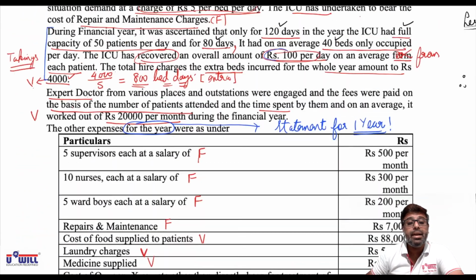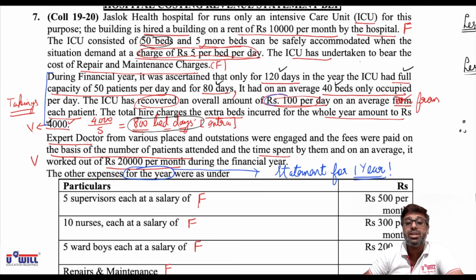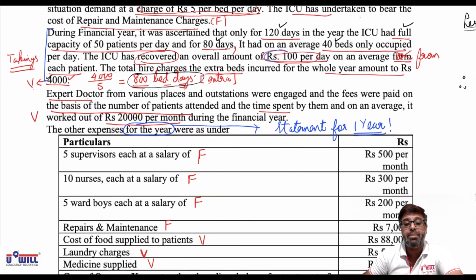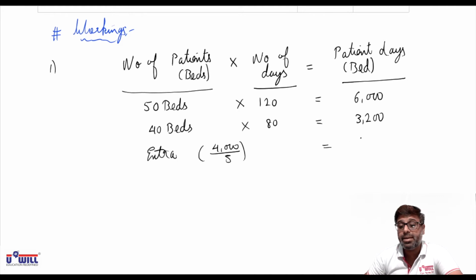And then extra beds were required for 800 bed days. Directly we discussed, because the amount given is rupees 4,000. So 4,000 divided by 5 per day means 800 bed days. Extra beds would have been acquired. Okay, 4,000 divided by 5, that is 800. It is the number of bed days.